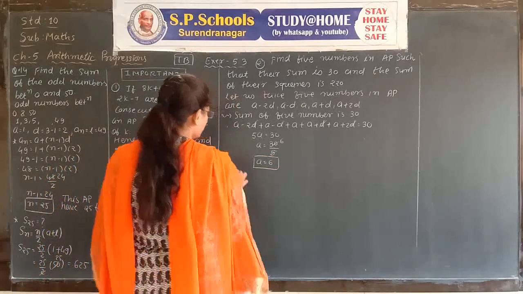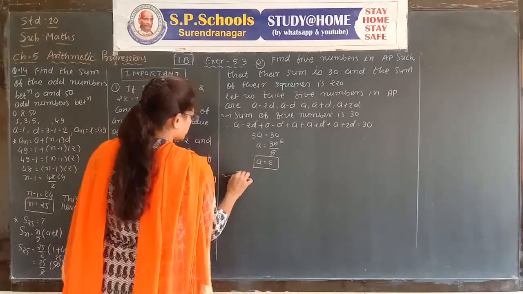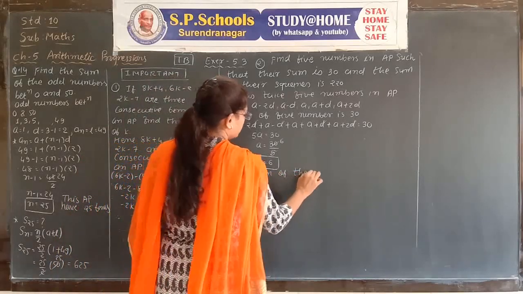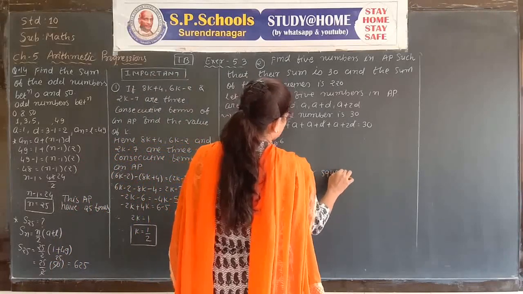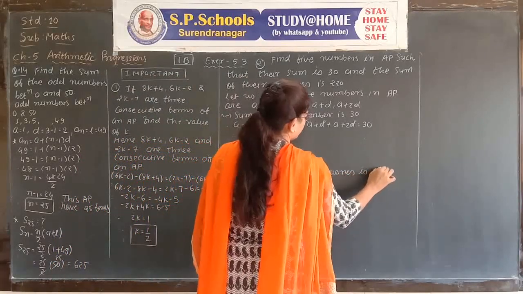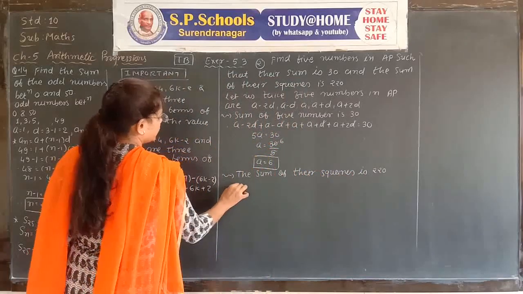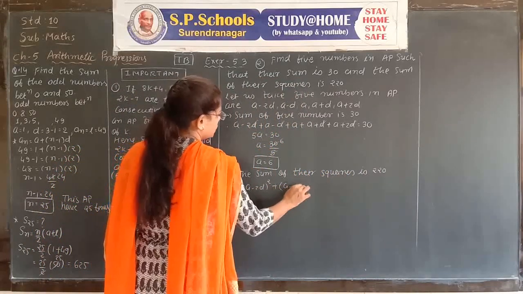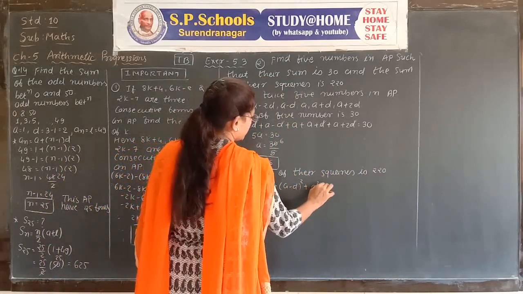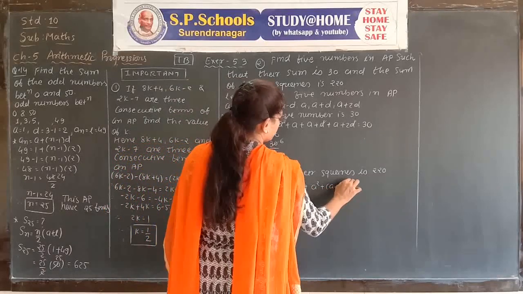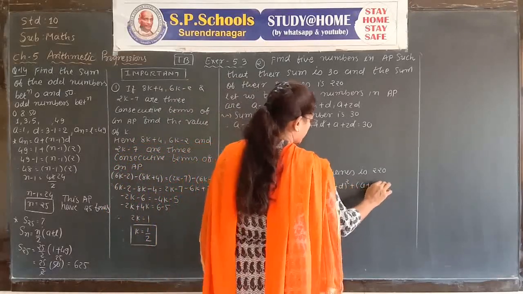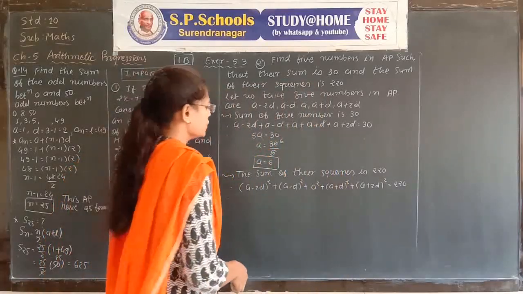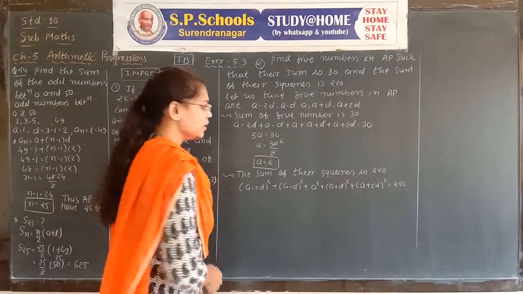Now to obtain the value of D, the second condition is given. The sum of their squares is 220. Therefore, A minus 2D whole square plus A minus D whole square plus A square plus A plus D whole square plus A plus 2D whole square is equal to 220, because the condition says that the sum of their squares is 220.